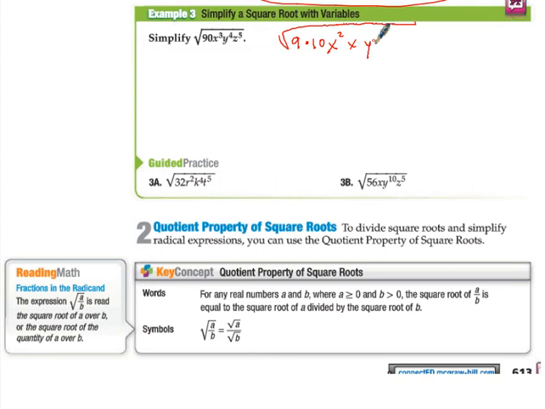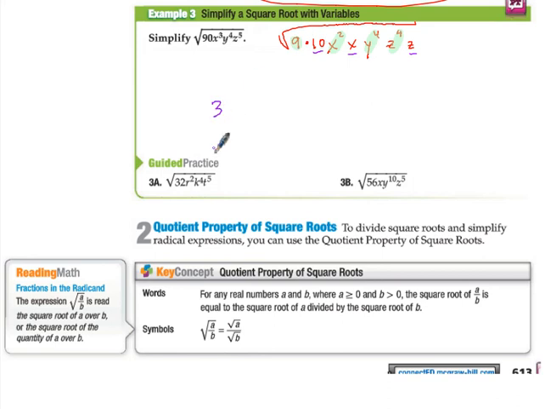Y to the 4th, well, that's an even exponent. I can take the square root of that. And z to the 5th is an odd exponent. So I'm going to separate that into z to the 4th and z to the 1st. That equals z to the 5th, but again, just like the 9 and 10, I've separated it. Now, here's what happens. I can take the square root of 9, x squared, y to the 4th, and z to the 4th. Those are all going to come out of the radical. The 10, the x, and the z, I cannot take the square root of, so they're all going to stay in.